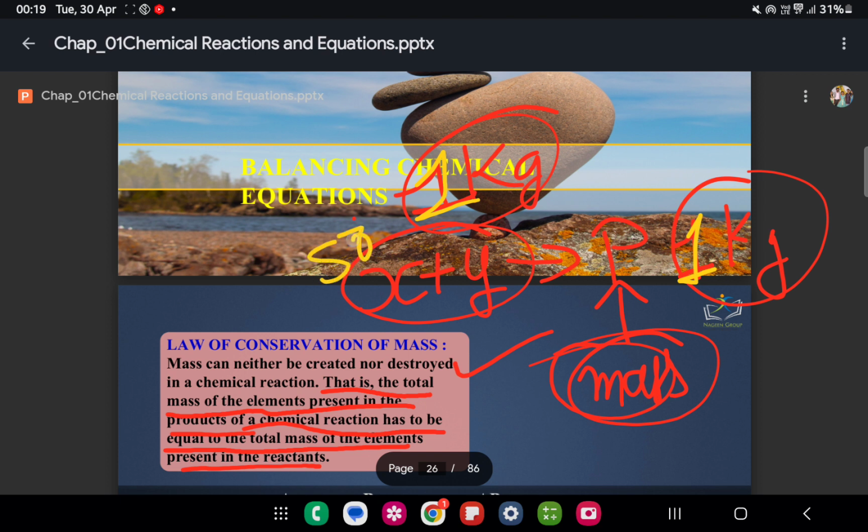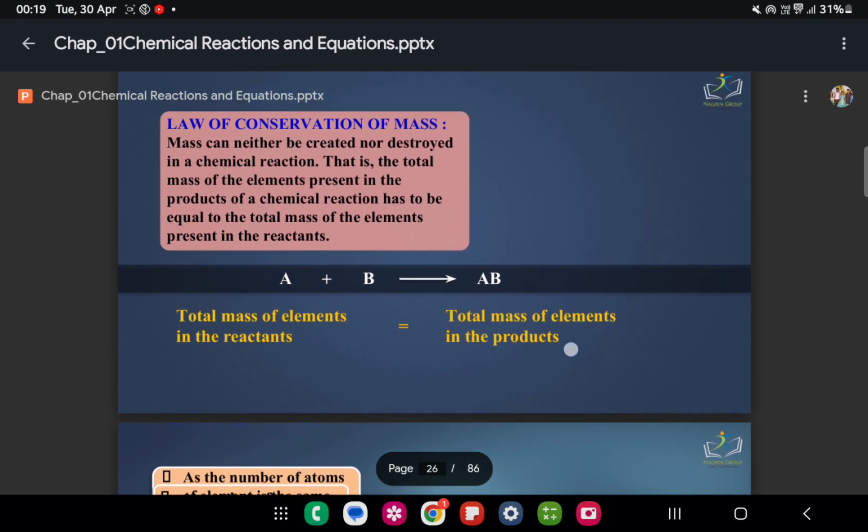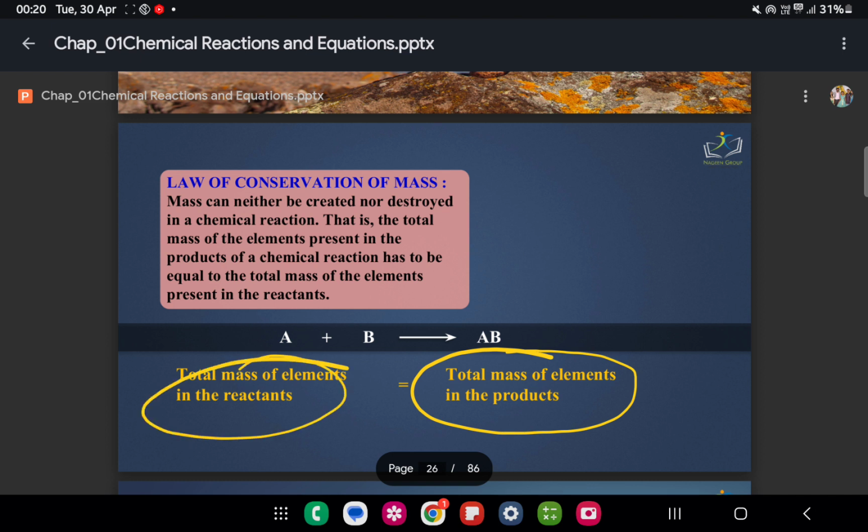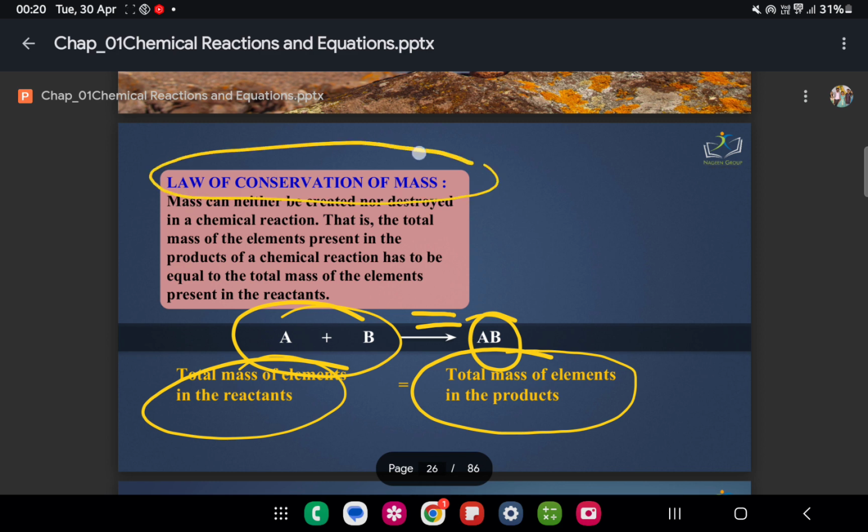Here it is 50. Here we can take 50. So we will get 1 kg. Here also we will get 1 kg. Like this we can tell. This is the law of conservation of mass. Next we are moving to the next point. The total mass of the elements in the reactants is equal to the total mass of the elements in the product. A plus B gives rise to AB. Both masses should be equal. It is a very important point, the law of conservation of mass.